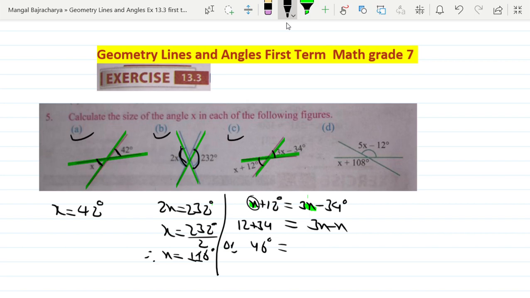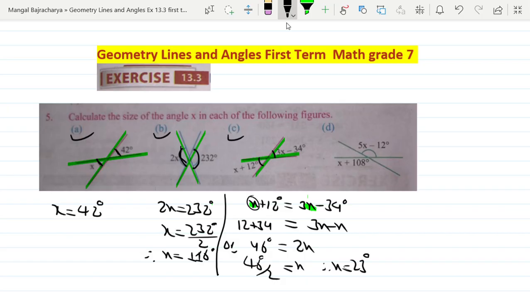From 3x you subtract x, and you get 2x. Then you bring 2 down for dividing 46 degrees, and that is where you get x equal to 23 degrees. So that's fine. That's for number C.